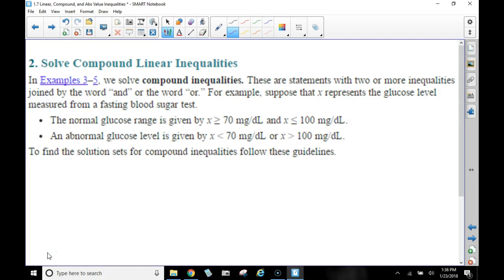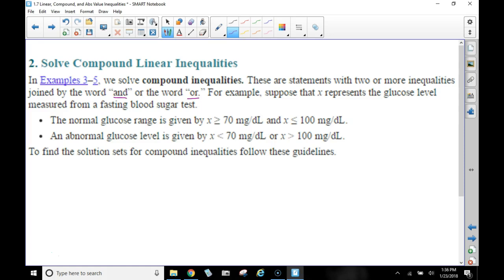The next objective in this section is to solve compound linear inequalities. These types of inequalities are joined by the word and or. So as an example, suppose that X represents the glucose level measured from a fasting blood sugar test. You have a normal range and an abnormal range.